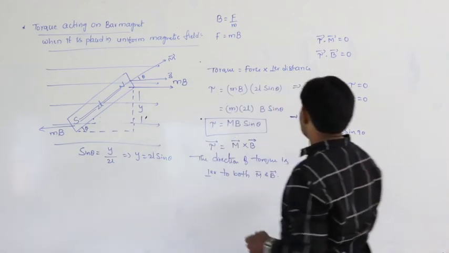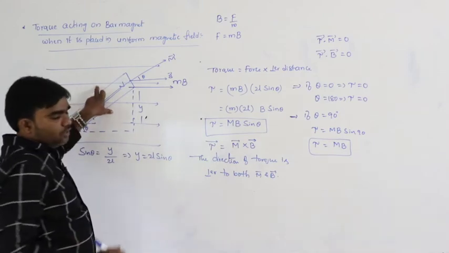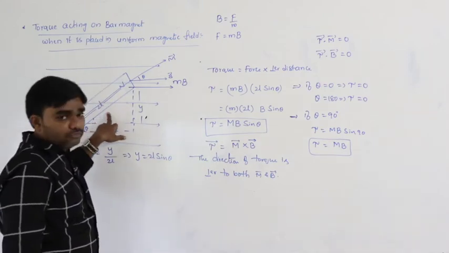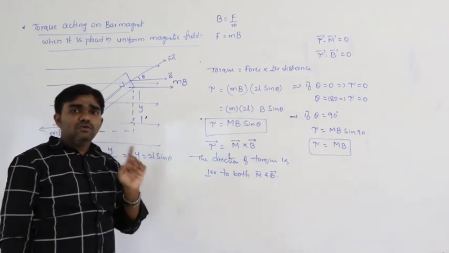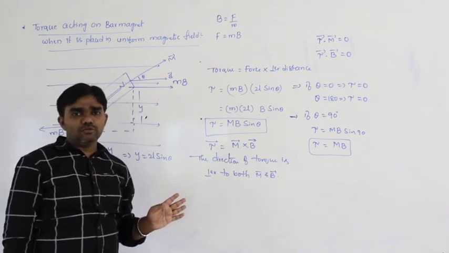So, that is one more point. If the magnet is placed in a uniform magnetic field at a certain angle to the field or normal to the field, then it experiences only rotatory motion. It does not experience any translatory motion.